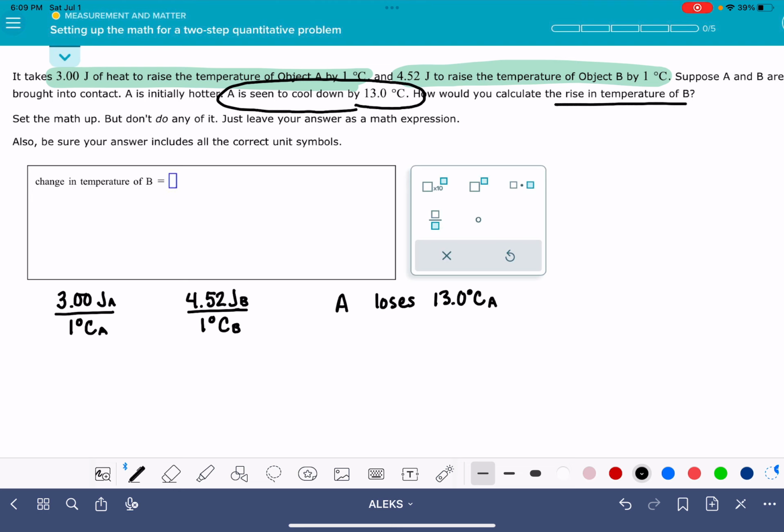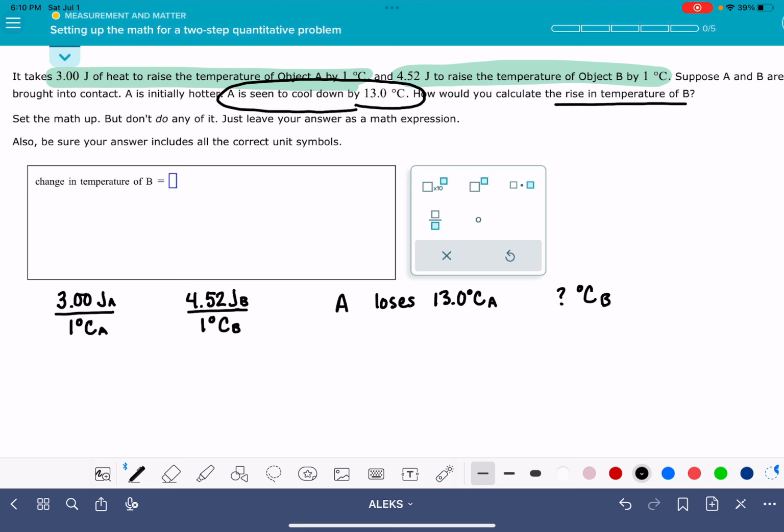So I'm going to put a little subscript A next to that Celsius sign to help us keep track of the temperatures. And then what we're trying to figure out is the new temperature for object B. Now, keep in mind that it does not want us to actually do any of this math. It just wants us to write out a math expression. So, okay, that's all we have to do.